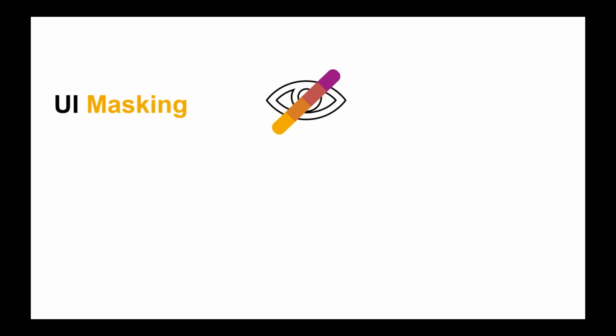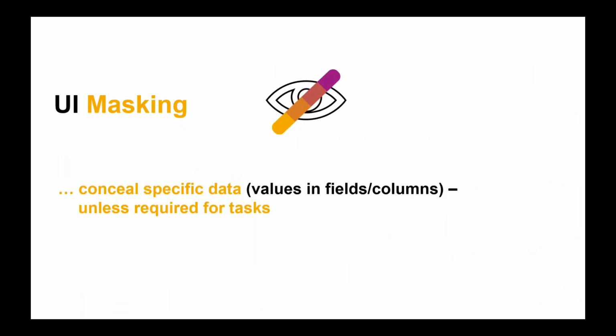Now, the first step clearly is UI masking. UI masking is a solution by which, configurably, you can conceal specific data. This means values in fields or in columns. We are providing more information by now, but for the time being, let's leave it with that. You're defining which information is quite sensitive in your environments, for which users, in which UIs, for instance, and define that they should be protected.